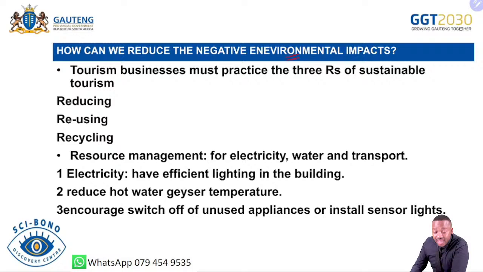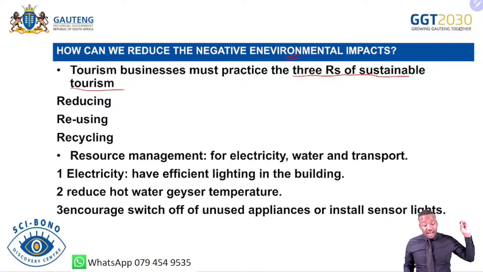Remember, I said we are still discussing the first pillar. The first one, tourism businesses must practice the 3 R's of sustainable tourism. This is done in life sciences, this is done in home economics, and yes, this is also done in tourism. So this cannot be difficult. What are we talking about when we talk about the 3 R's of sustainable tourism? They also have this in consumer studies, right?